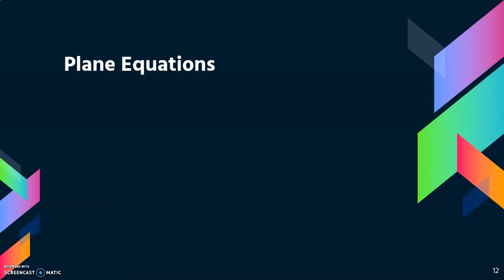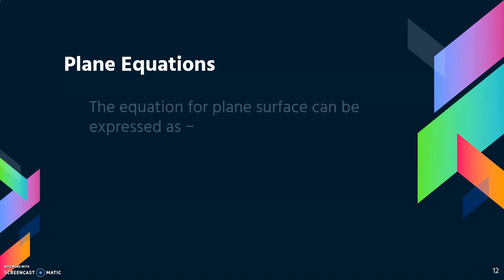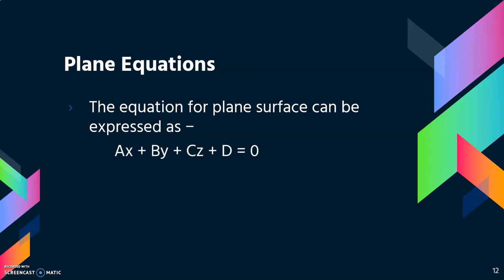Now next is how we can describe it using linear equations. So we have to know the plane equations first. The equation for a plane surface can be expressed as ax + by + cz + d = 0, where x, y, z is any point on the plane and the coefficients a, b, c and d are constants describing the spatial properties of the plane.